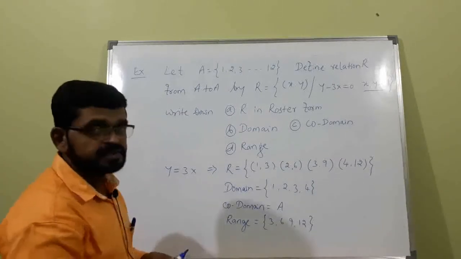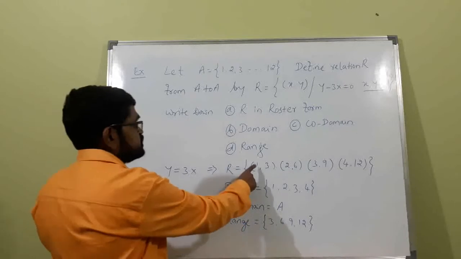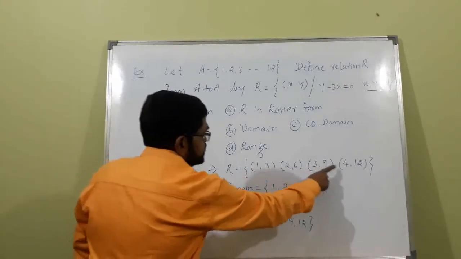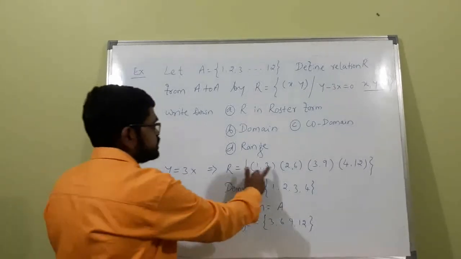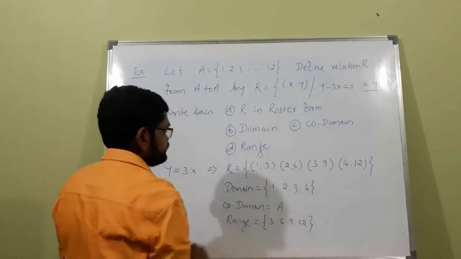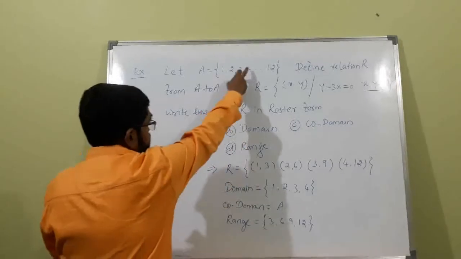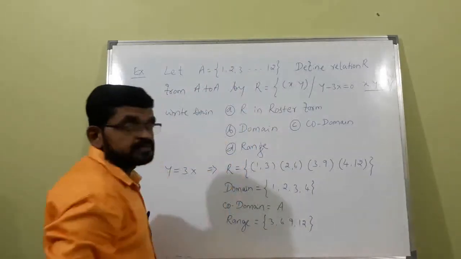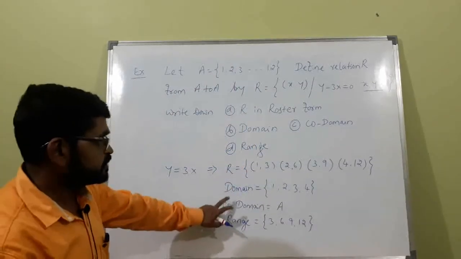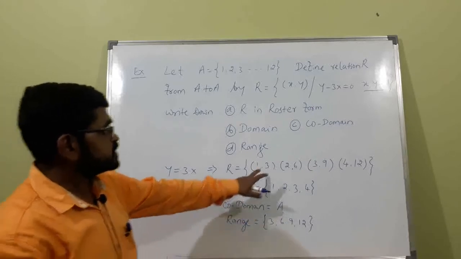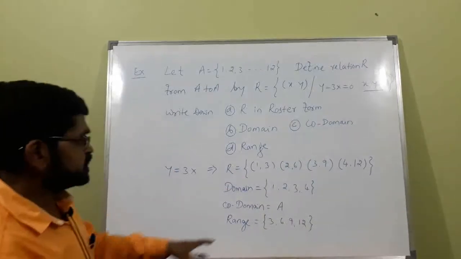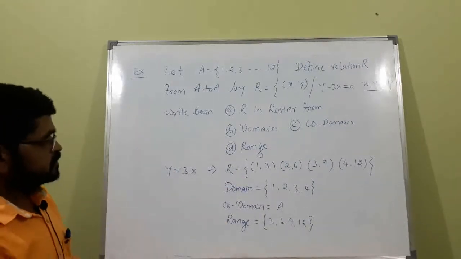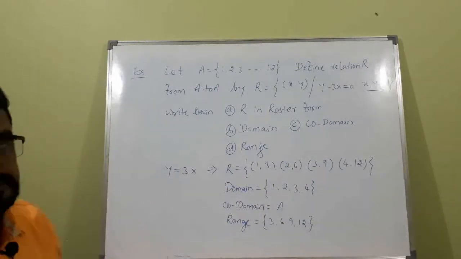Now the domain is, as I told you, the set of all first elements of these ordered pairs, that is 1, 2, 3 and 4. The codomain is the entire set A. Remember, the range is the set of second elements. So 3, 6, 9, 12. Okay.